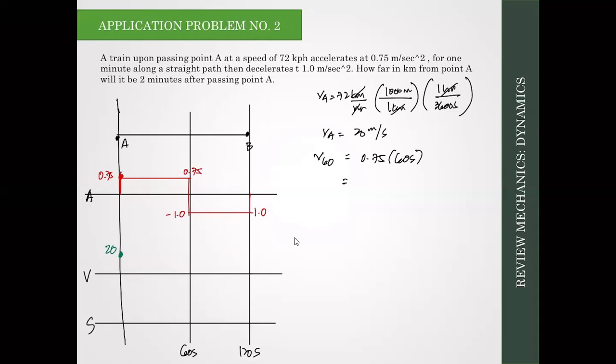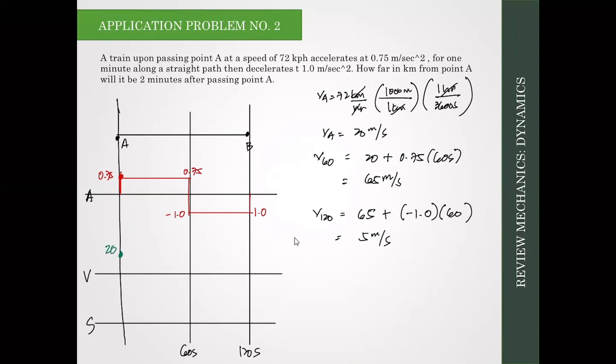So, meron tayong initial na 20, no? Kailangan isama natin yung 20 kasi hindi naman siya starting from rest. Okay? So, 20 plus yung graph natin. So, 20 plus 0.75 times 60, we will have 65 meters per second. Okay? And then velocity natin at 120, that will be yung 65 na nakuha natin minus 1.0 times 60 seconds. Okay? So that will be 5 meters per second.